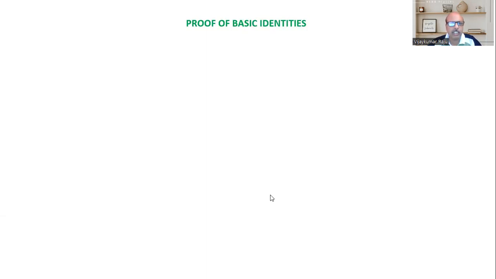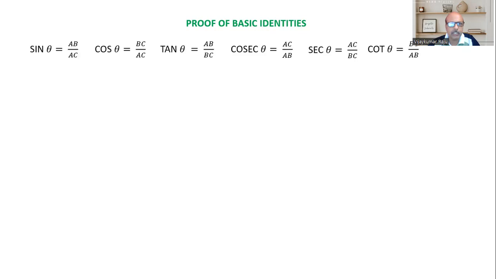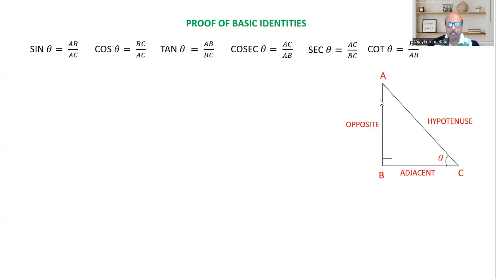Now we are learning a few identities here. Before we get into the identities, we learn all these ratios. Sine is AB upon AC. So these are the ratios which we have learned, all the 6 ratios. This is the figure which we are having. Clear? I think this is clear now.